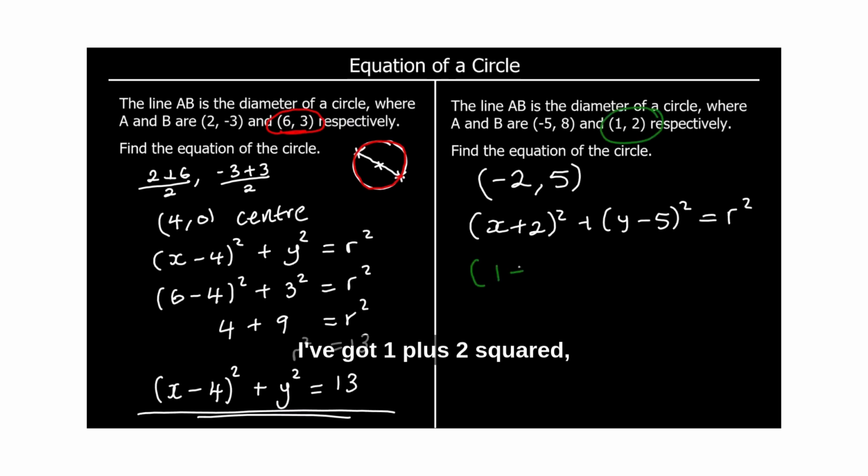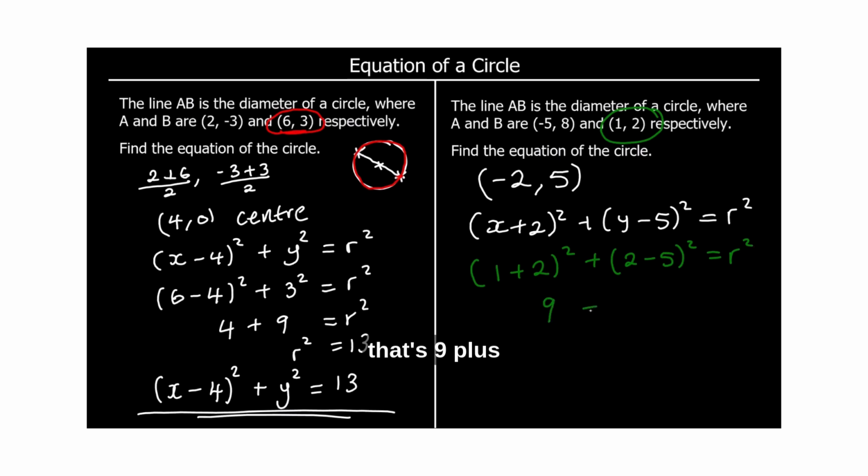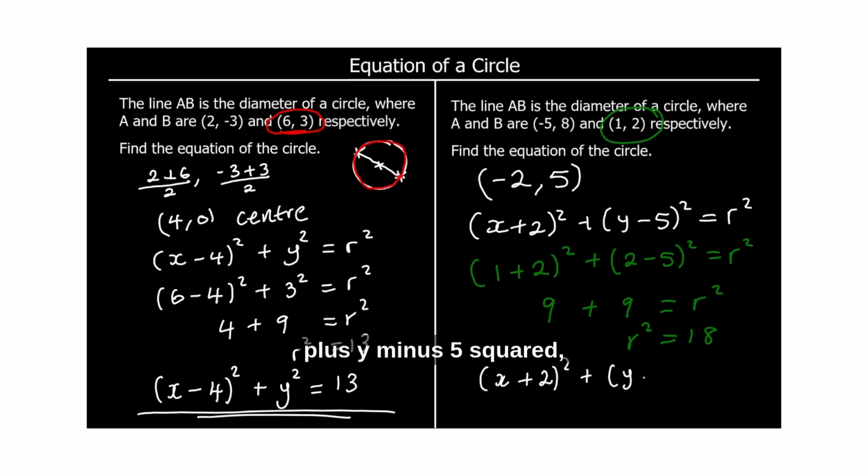So I've got (1 plus 2) squared plus (2 minus 5) squared equals r squared. That's 9 plus 9 equals r squared. So the radius squared is 18. So (x plus 2) squared plus (y minus 5) squared equals 18.